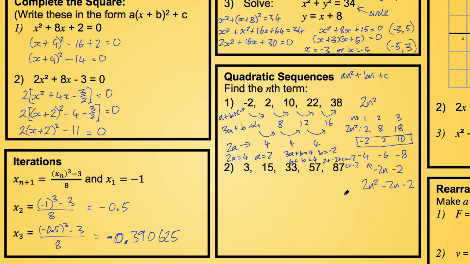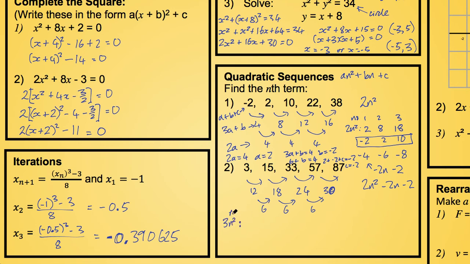These are a bit confusing, particularly if I'm using two methods, so I'll try and just use the original method when I'm doing this one. So first difference here, 3 plus 12 is 15. I've got 18 for the next one, and 24 for the next one, and 30 for that. So I can see that this second difference is going up in sixes, and that tells me that 3n squared is involved in this sequence, 3n squared.